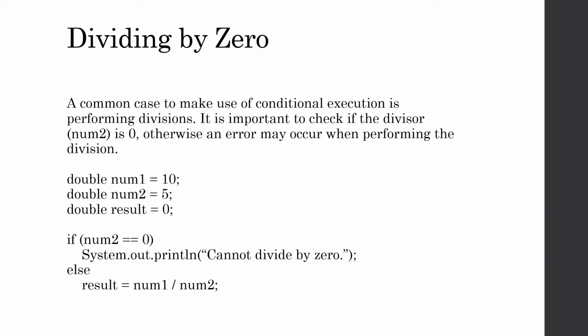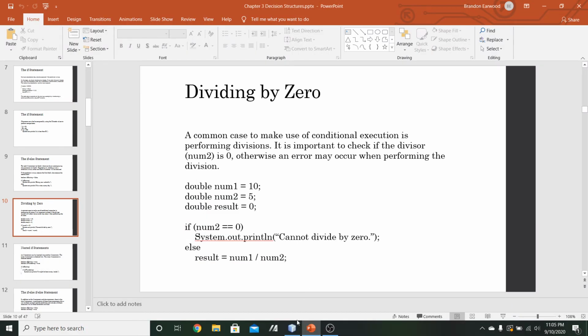So we're going to do a check right here. We're going to say if num2 is equal to 0, using the equals equals for the equality operator, we're going to do a print statement: cannot divide by 0. Otherwise, we'll actually perform the division and store the result in the result variable. So minimize this.